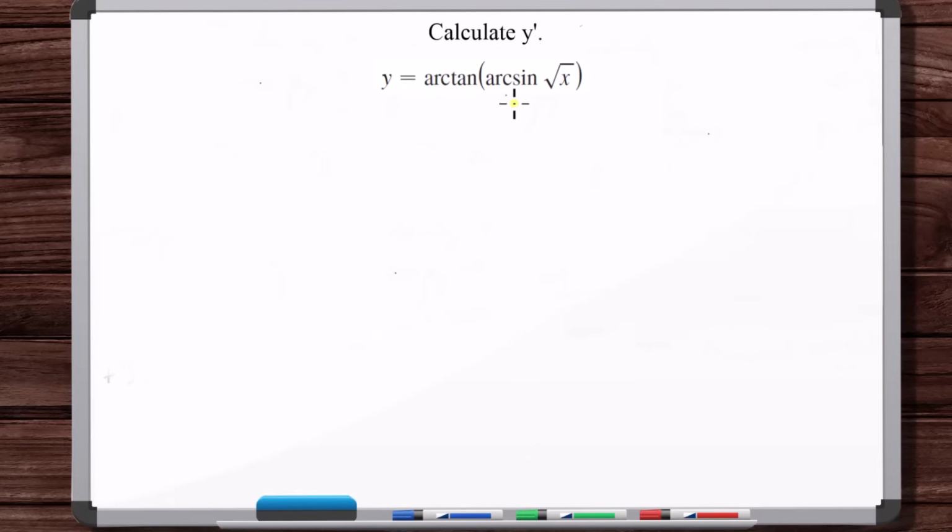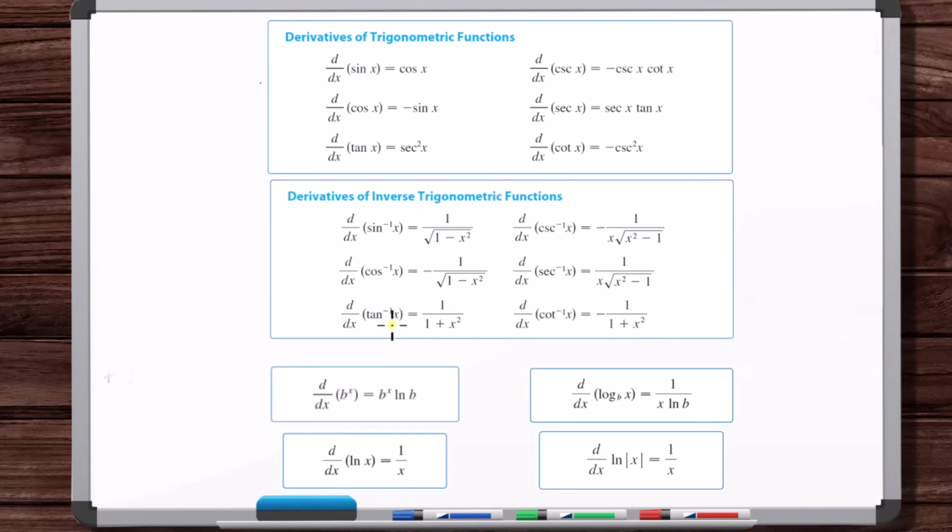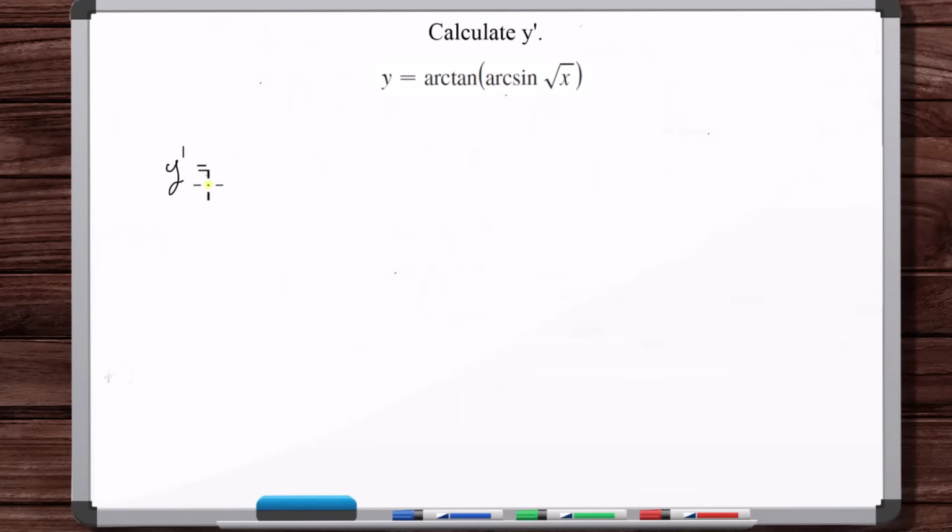Okay, we need to use the chain rule here. Looks like 3 times. What is the derivative of inverse tangent of something? 1 over 1 plus that something squared. Okay, 1 plus, okay, times the derivative of that something.